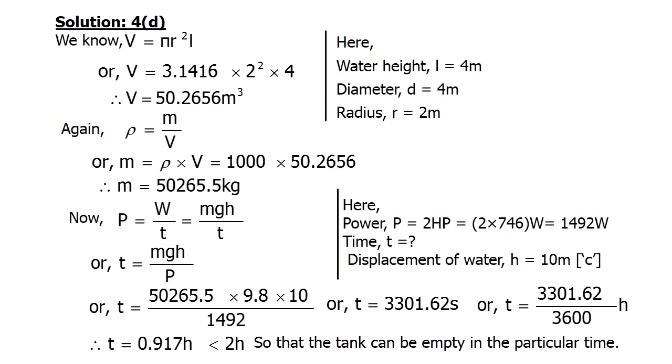Now the solution to question D. We have to calculate the time first. So first of all, we have to calculate the volume by using the formula of V equal to pi r square L. Here the water height is given 4 meter, diameter is given 4 meter, so radius is 2 meter. Putting the value of L and r, we will get the value of volume 50.2656 meter cube. To calculate the mass, we have to use the formula of density, which is rho equal to m by v, and m will be m equals rho into v.